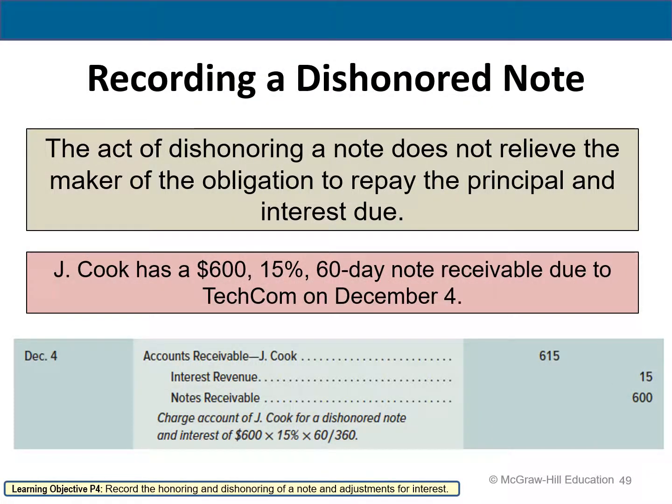Well, what happens if J Cook doesn't pay us? Right? So we're going to charge the account of J Cook for dishonoring a note. So we're going to put an account receivable on the books for $615 because they haven't paid us, but they owe me. We're going to still record our interest revenue and we're going to still relieve our note receivable. We're just going to put it back into AR. Okay?